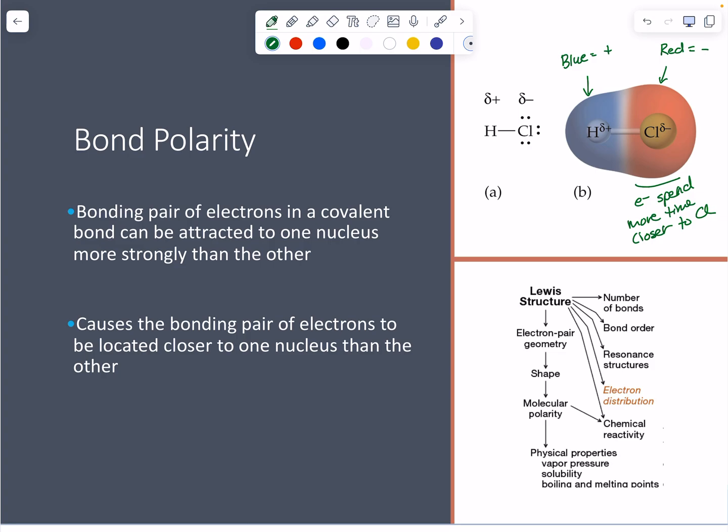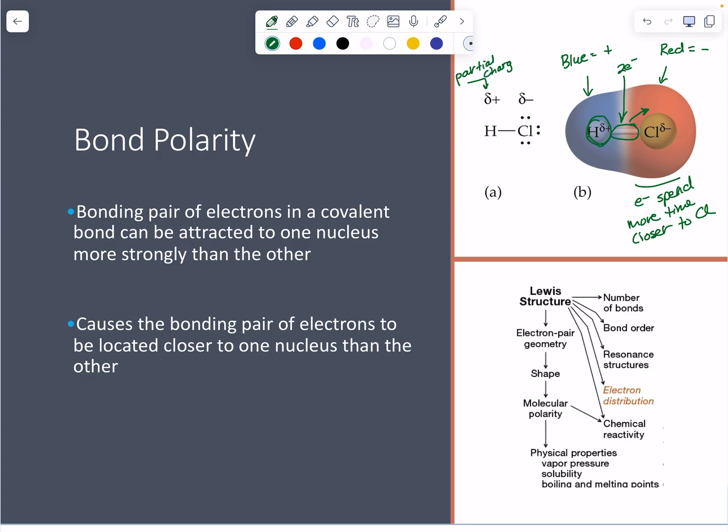Remember that it's the bonding electrons that we're talking about. So when these electrons are spending more time around here, that leaves this hydrogen, the proton in the hydrogen nucleus, with an electron deficiency, which means that it has what we call a partial positive charge. And we use a lowercase delta as the symbol for partial charge.